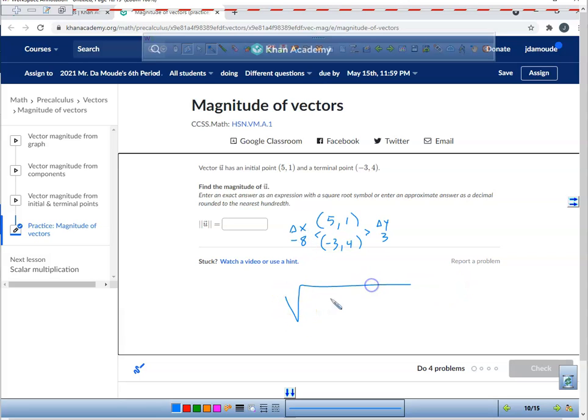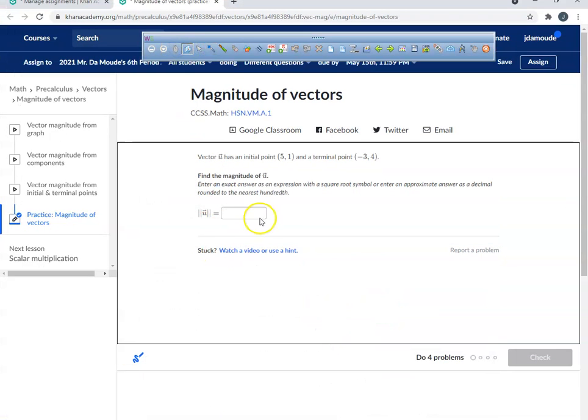So all I've got to do is take that -8 and square it. Take that 3 and square it, and I'm done. 64 plus 9. That ends up being the square root of 73. Just whatever the gap is between the numbers, just make sure you square it, add them together, and that's your final answer. Square root of 73.